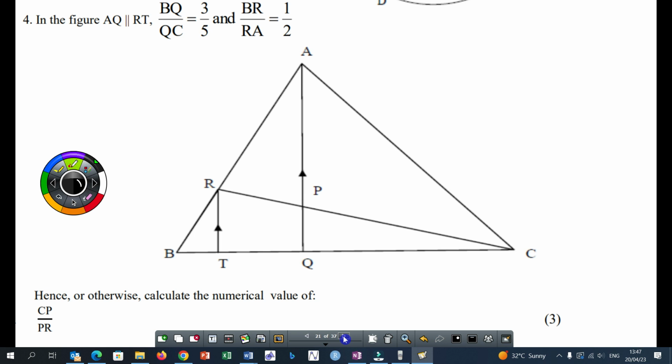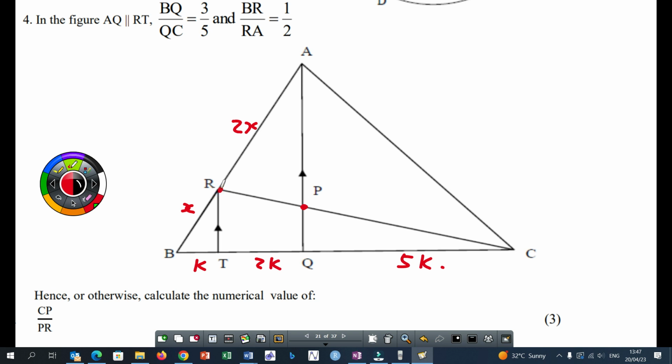Now we are here. So we have got CP over PR. You need to determine the numerical value of CP over PR. So for this diagram, let me label it properly based on what I have now, after resolving the issue about the length. So this is going to be X, and that will be 2X. Once you have got this, you're almost done. So we have got CP, which is from here all the way up to there, and then we have got PR, which is from here up to there.